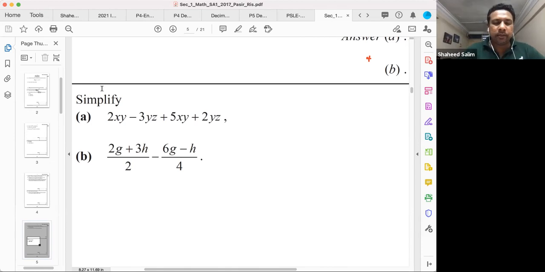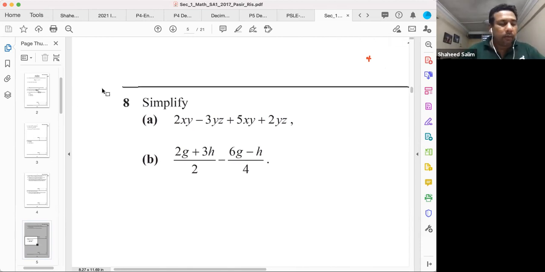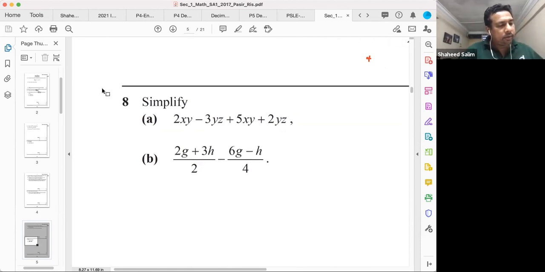Okay, you've sent me. Let me see. Okay, this is number 8. Congratulations. Well done. You don't need to write 1yz, just minus yz. But your answer is correct. Okay, well done. Now you try B. You have to combine them together. Make sure they have the same denominator. You can use the denominator 4.